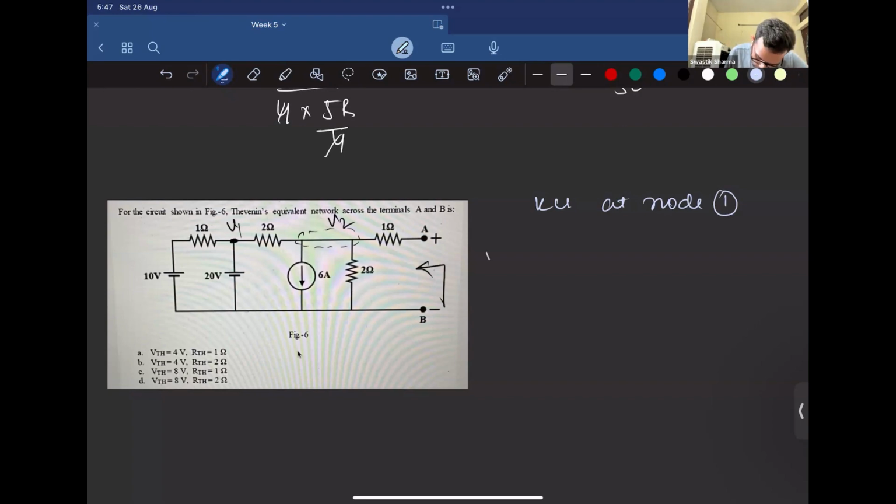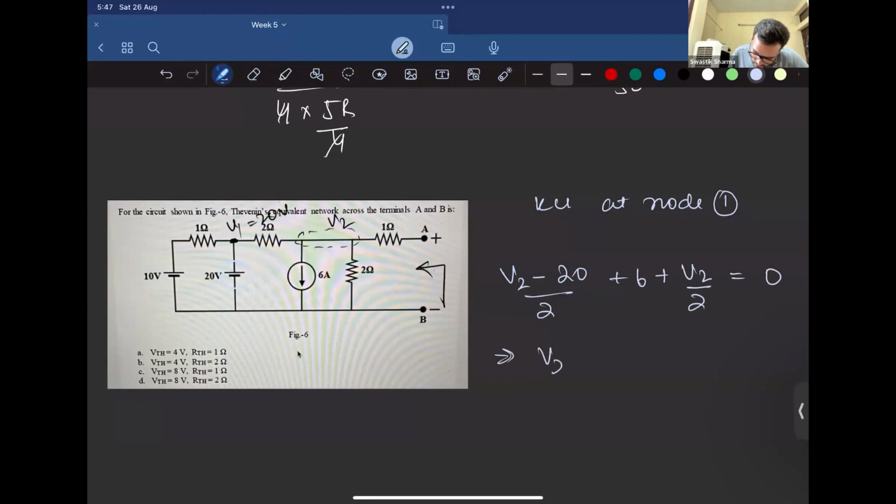V1 is directly given. V1 is nothing but 20 volt, right? It's directly connected across this voltage source. Let's calculate only V2. So V2 minus 20 by 2, and there's 6 ampere current going. That's V2 by 2. And no current will flow through that 1 ohm resistance because it is open circuited.